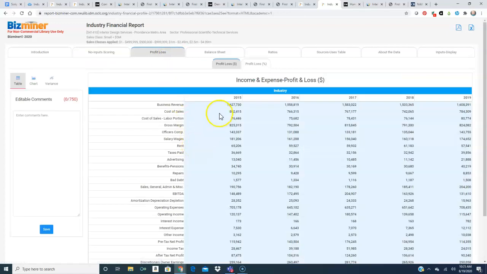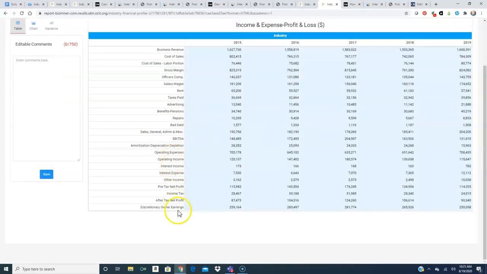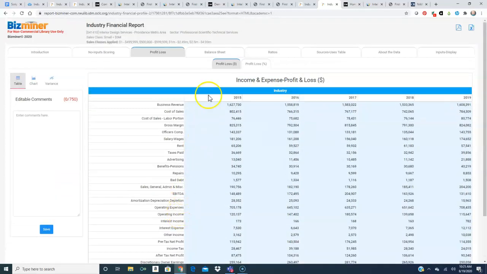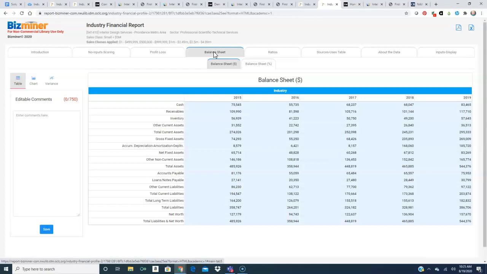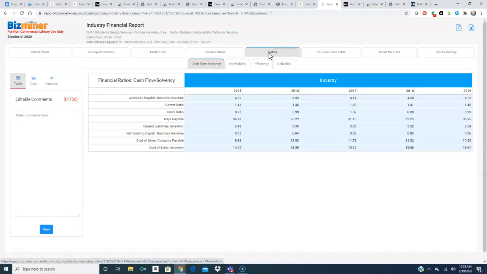So if I look at profit and loss, I see it across the last 5 years. Here's all your key business statistics that you'll be talking about in class. You also get it in percentage. You also get a balance sheet and key business ratios. So this is where you're going to find your financial information for the business part, for your financial part of your business plan.